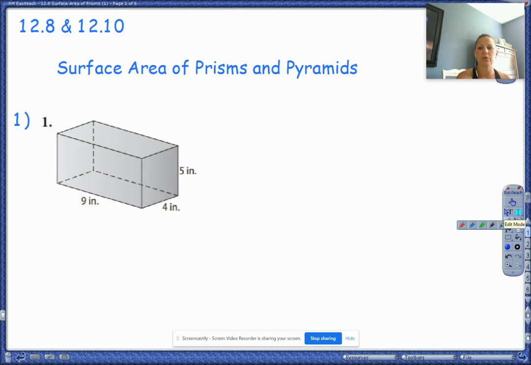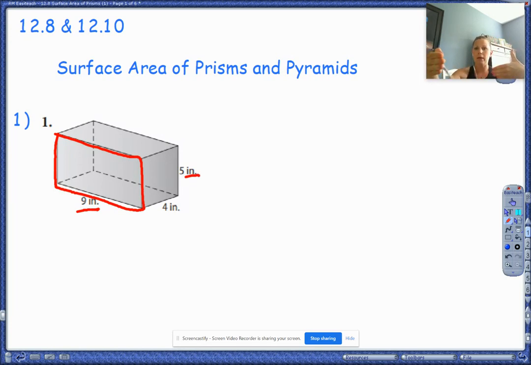I'm going to start off by finding the area of my front face. The dimensions of that are 9 by 5. There's that rectangle in the front, and then it's also in the back. So I'm going to multiply that by 2: 9 times 5 times 2.